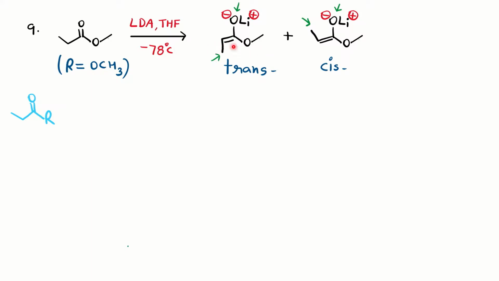So there are now two possibilities with respect to this double bond. This particular terminal methyl group along the double bond, either it will be opposite to this OLi, or it may be on the same side. As you can notice from the green arrow I have made, two are opposite and two are the same. If the two bulky groups are on the same side, it is considered cis, and if they are opposite, it is considered trans.